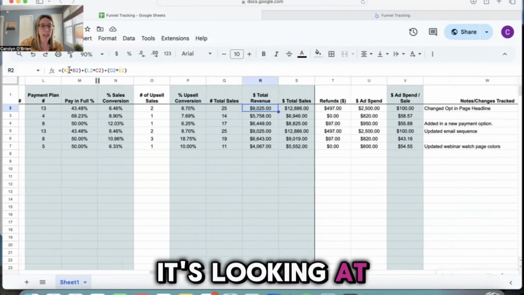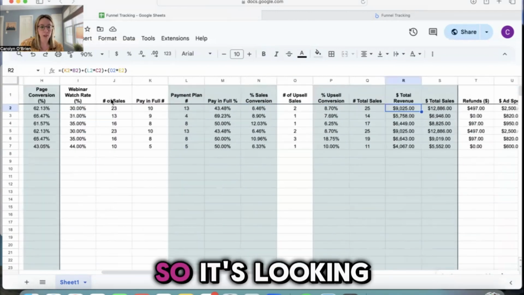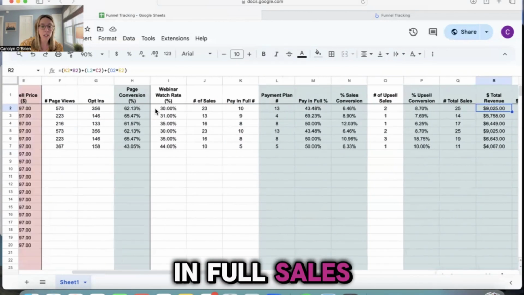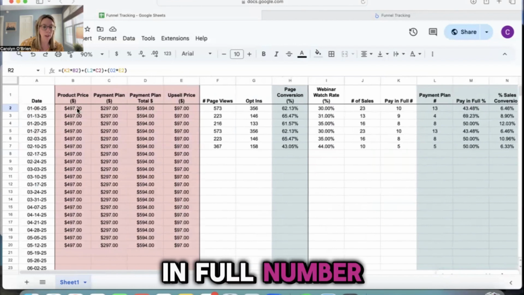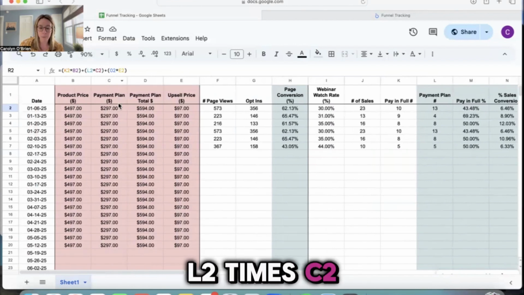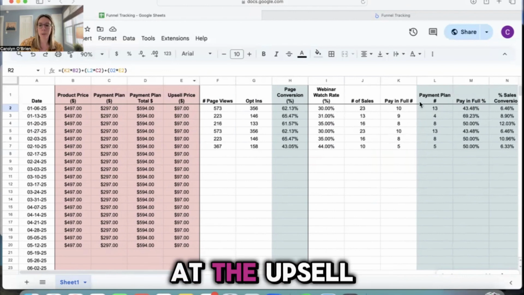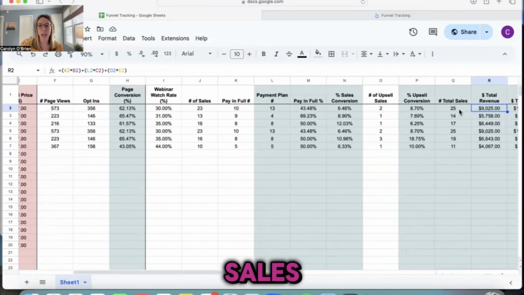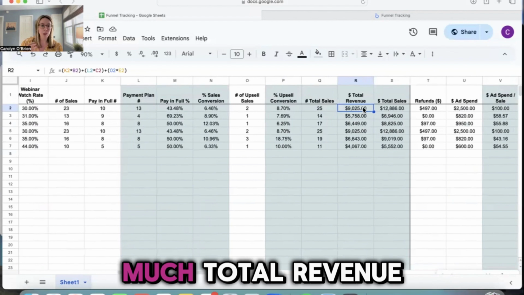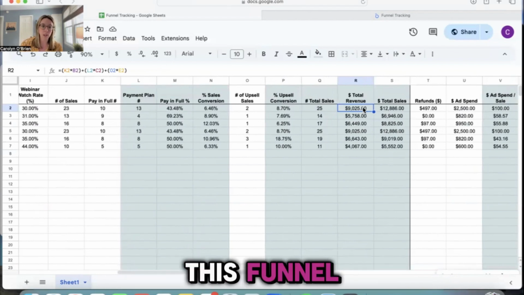It's looking at K times B2. So it's looking at the pay in full sales times that pay in full number. Then we have L2 times C2. So it's the times the payment plan number. And then we're looking at the upsell price times upsell sales. So that's going to tell us how much total revenue is collected from this funnel for this week.